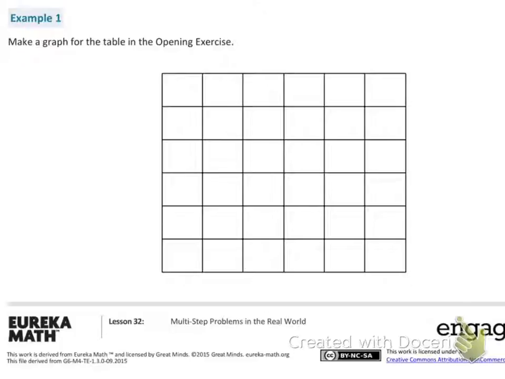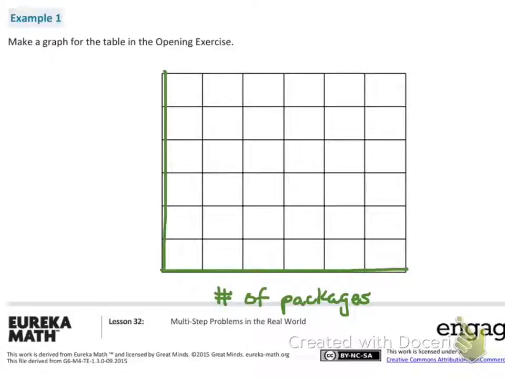And when we make the graph, the independent variable has to go on the x-axis. So the independent variable goes here, and that independent variable is the number of packages. So I need to say number of packages. Okay, we've got to have that label for our x-axis. The dependent variable always goes on the y-axis. So the dependent variable is going to go here, and that dependent variable is number of beverages. So we got to say that, number of beverages.